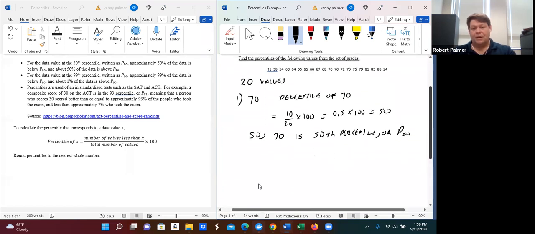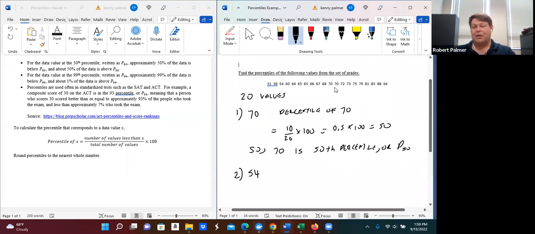Now, number two. Say this time I want to look at the grade of 54. Also, the grade that we have doesn't necessarily have to be on the exam. I could pick, for example, a 71, which is not on here, but it would still do the same thing. It'd be the number of grades less than 71.